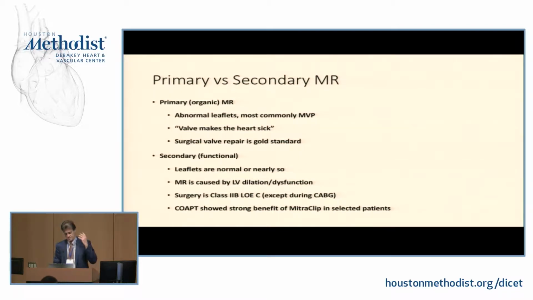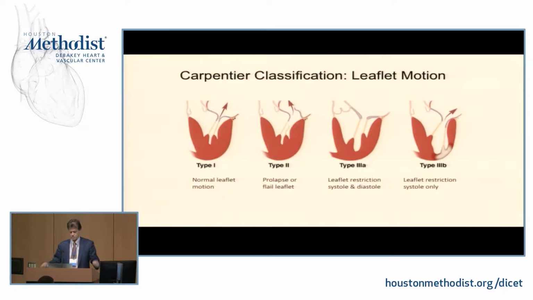So when you're trying to figure out whether you're dealing with primary or secondary MR, you need to do that, and you need to put it on the echo report. It's no longer good enough to just say severe MR. You have to say why. What's going on? So the first step in that is to understand the Carpentier classification.